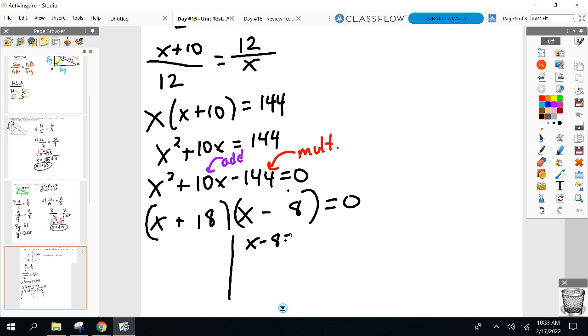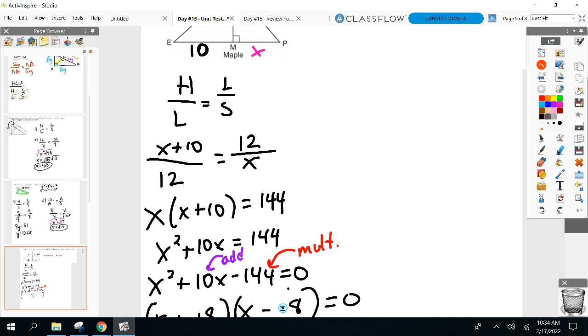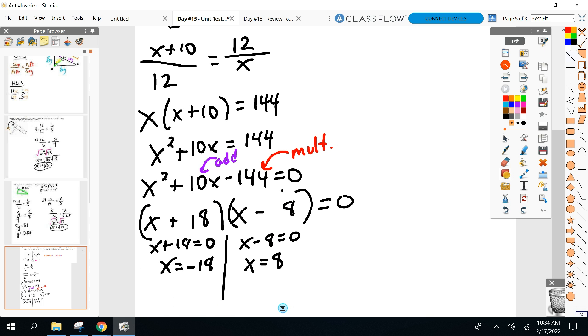Set each equal to 0 like we've been doing this year. One answer might be x equals negative 18. One answer might be x equals 8. Anybody see a problem though? Eddie? I can have a negative answer, but if I plug it in, I'm going to get a negative side length. MP cannot be negative 18. So that's going to get rejected.